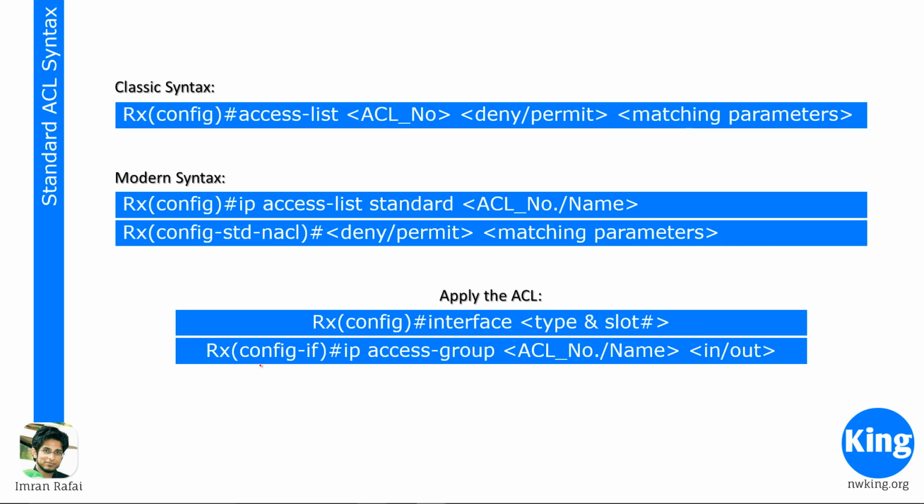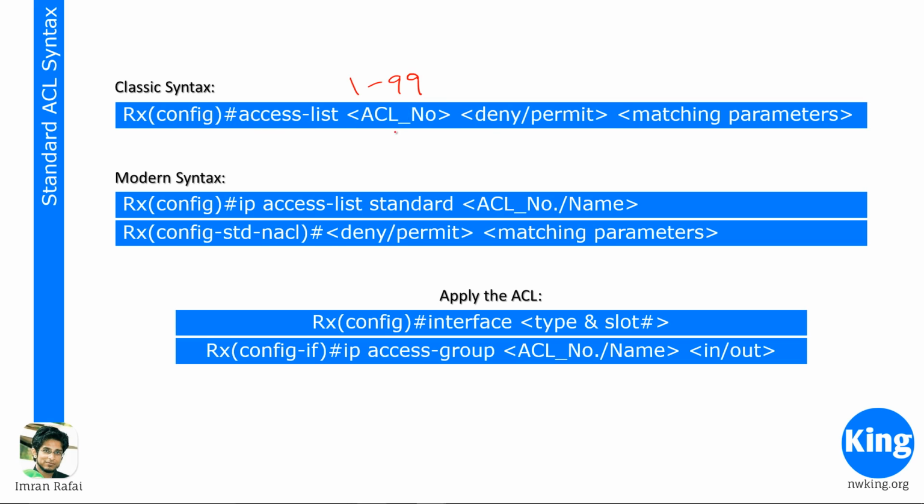Let's look at the standard ACL syntax. There are two ways of defining your ACL. One is the classic way, where in your global config mode you say access-list and you put an access list number. If you remember from our previous slide, it said any number from 1 to 99. So if you put access-list and any number from 1 to 99, your device automatically knows that this is a standard ACL. And if you put any number from 100 to 199, it automatically knows that you're doing an extended ACL.